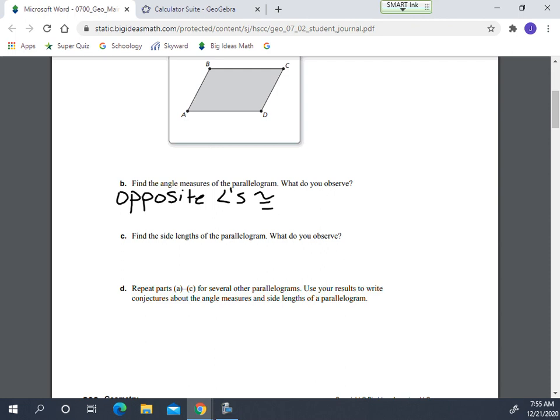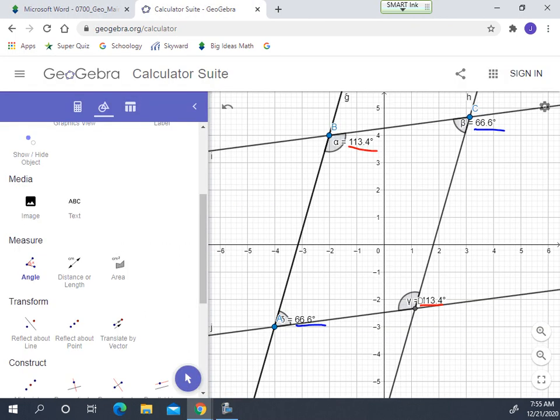Opposite angles are congruent. What else do you observe? Well, let's only look at two angles here. Let's look at A and B. 66.6 and 113.4. Let's add those together. Six plus 4, that's 10. 6 plus 3 is 9, plus that 1 is 10. 6 plus 1 is 7, plus that 1 is 8, and then that 1 drops out. Look at that, 180 degrees.